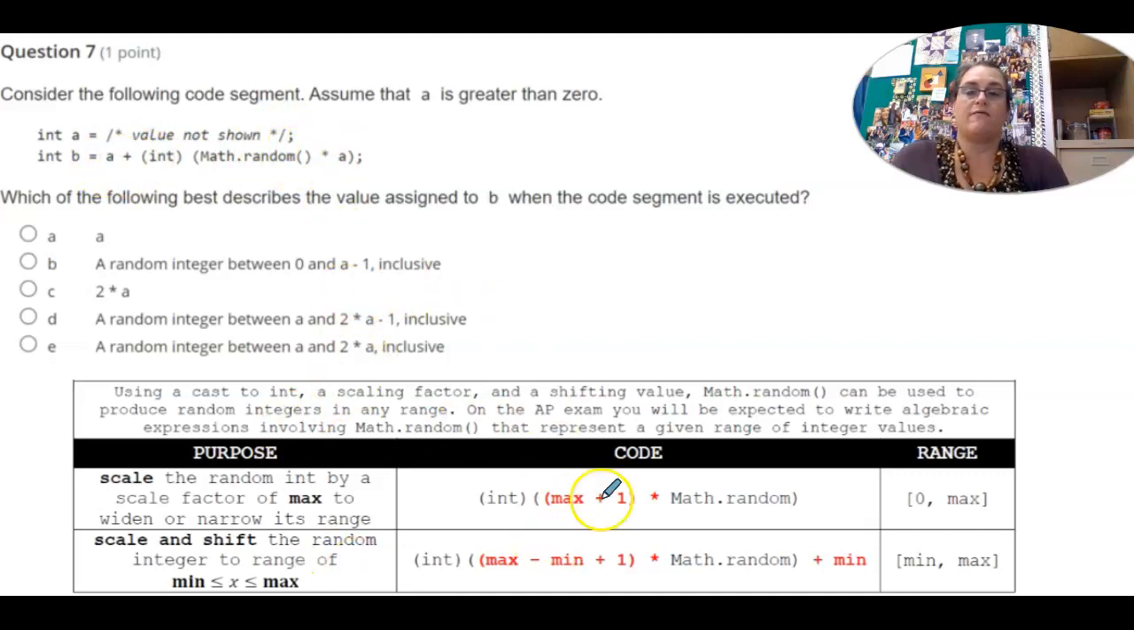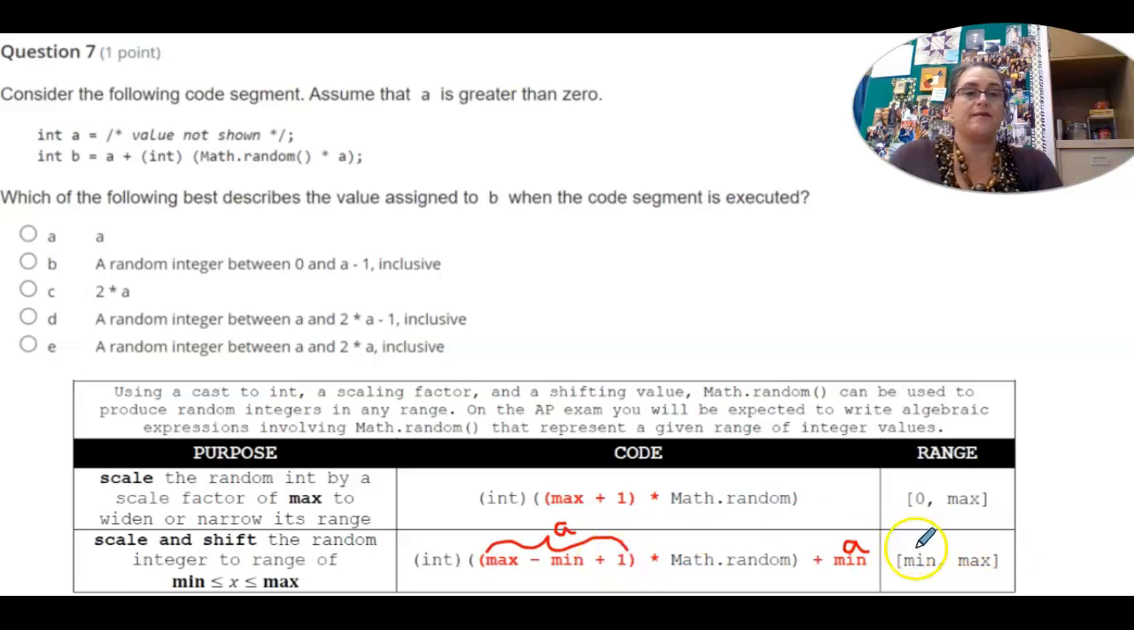So looking at our formula for random integer generators down here, here's my cast as an int, (max minus min plus 1) times Math.random plus the minimum will get me a random integer between the min value and the max value, inclusive on both sides. So if I substitute in the A for that minimum, because in my int B, A is being added there, and A is being multiplied times Math.random before it's cast as an int. So this is also equal to A.